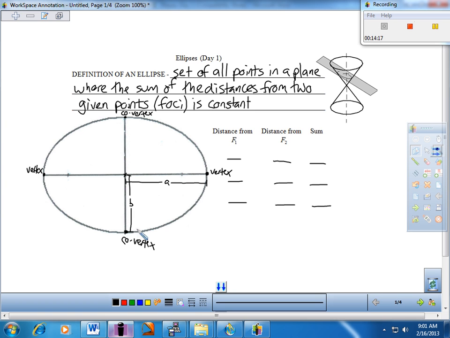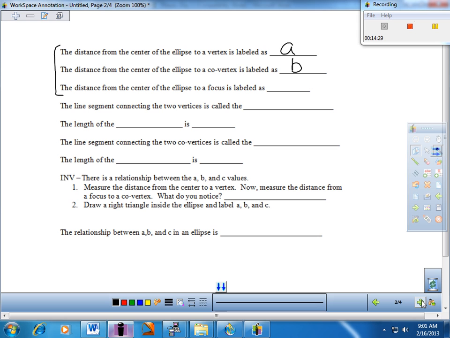All right, nicely done so far. We've got those two pieces in, two vertices, two covertices. And so when you hear vertex, just start thinking about A. When you hear covertex, just start thinking about B, and it's the center to each of those.